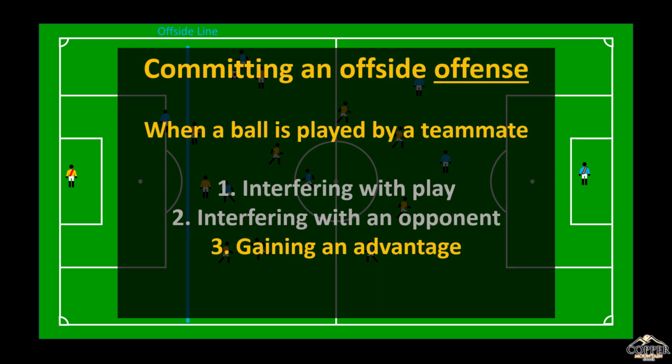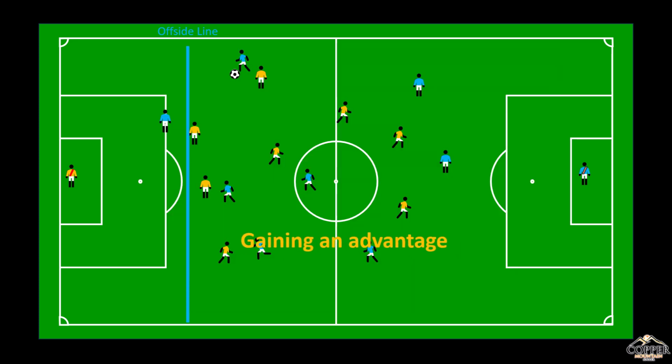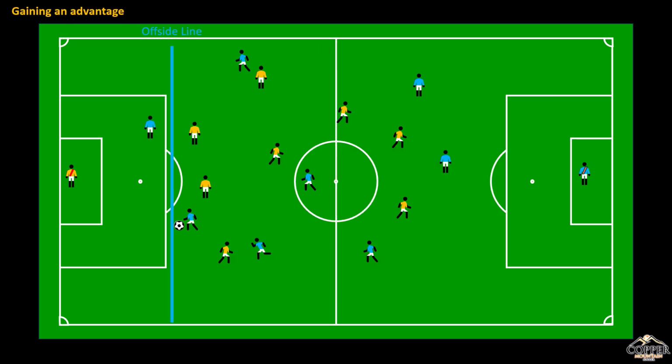The last offside offense is gaining an advantage. In this example, the blue player is in an offside position while her teammate with the ball is ready to take a shot on goal. The goalkeeper will parry the ball away into an area where the offside player is standing. Since she was in an offside position when the original shot was taken, she gained an advantage, thereby committing an offside offense.